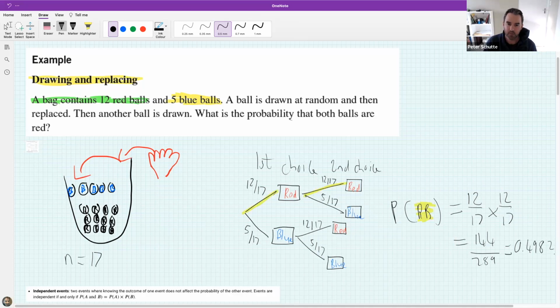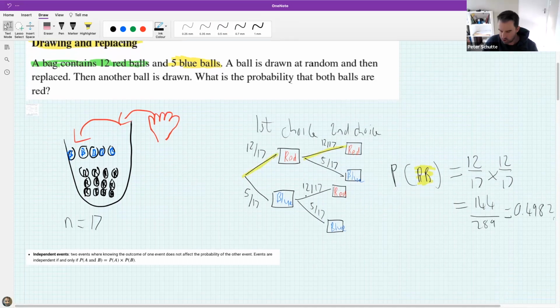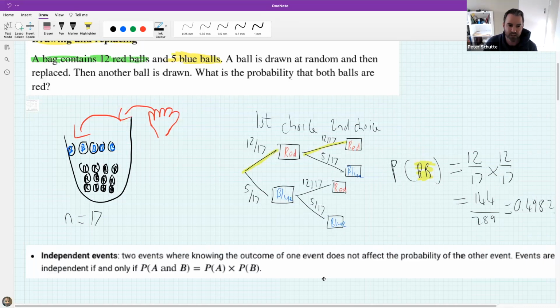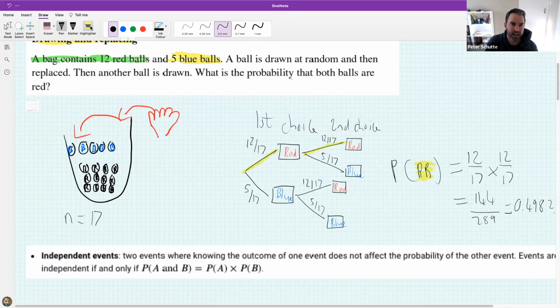Okay. Now, what we're actually doing, the formula that we're using, is because these events, the first draw and the second draw, are independent, we're just using the independence formula. So here, it's like saying, what is the probability of getting red and red? So A and B, it's just the probability of getting red the first time times the probability of getting red the second time. So we're using this independence product rule to help us.